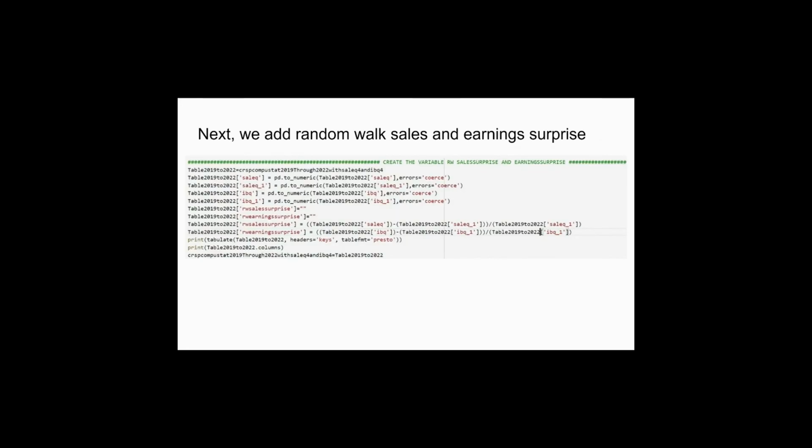Okay, next we want to calculate random walk. So this just compares a quarter ago to this quarter. And so as you can see, it's sales Q minus 1. So sales this quarter minus sales last quarter over last quarter sales, or income this quarter minus income last quarter over last quarter income. And sure enough, now we have random walk sales surprise and random walk earnings surprise.